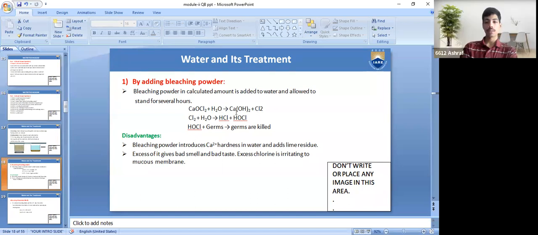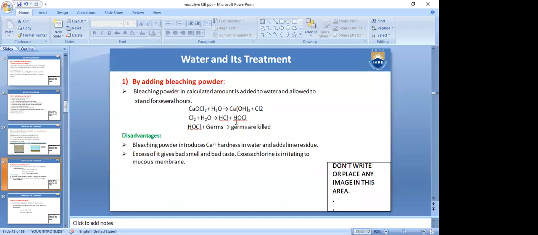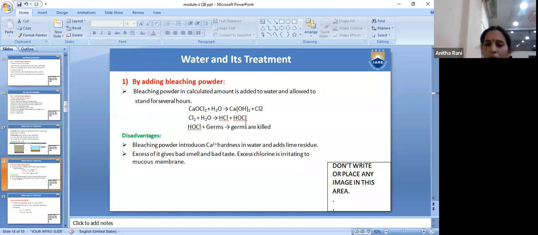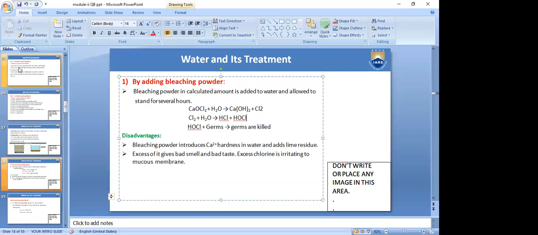Calcium hydroxide. You are getting chlorine. So chlorine in the presence of water, what are we getting? HOCl, that is hypochlorous acid. So this will kill the germs present in the water. So this you have to write. Students, yes, this you have to write. Okay, next one.